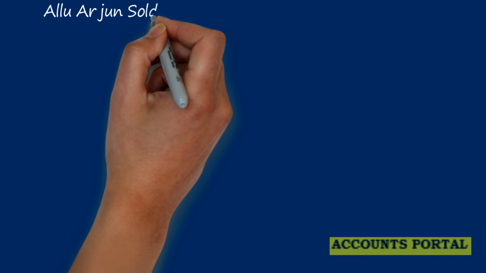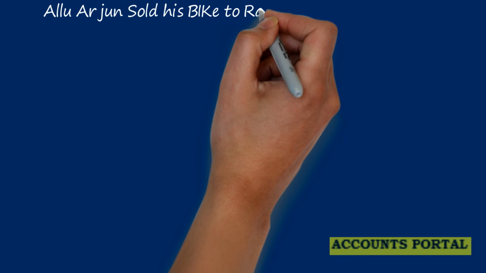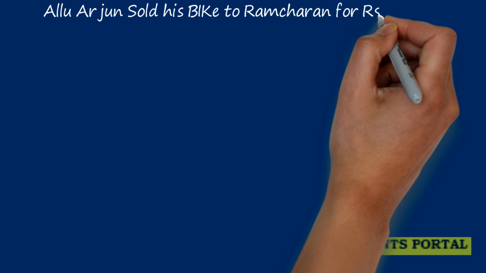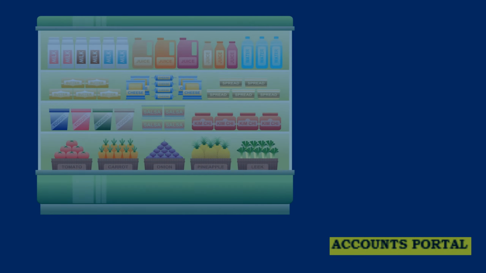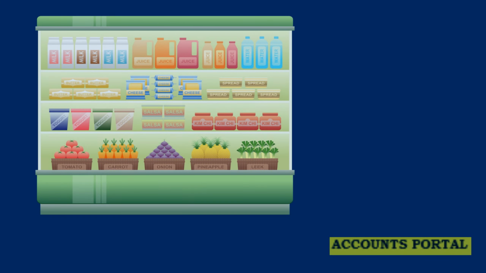Allu Arjun sold his bike to Ramcharan for rupees 25 lakhs. My dear students, please keep in mind, when only person name is given in the transaction, it will be treated as credit transaction. Students, now I will give you two examples. Please listen carefully. We will get clarity over what is cash transaction and credit transaction.